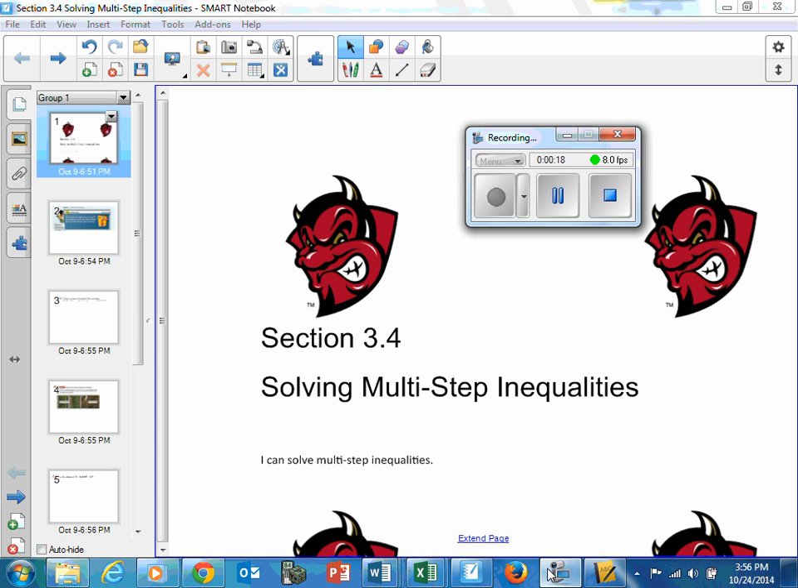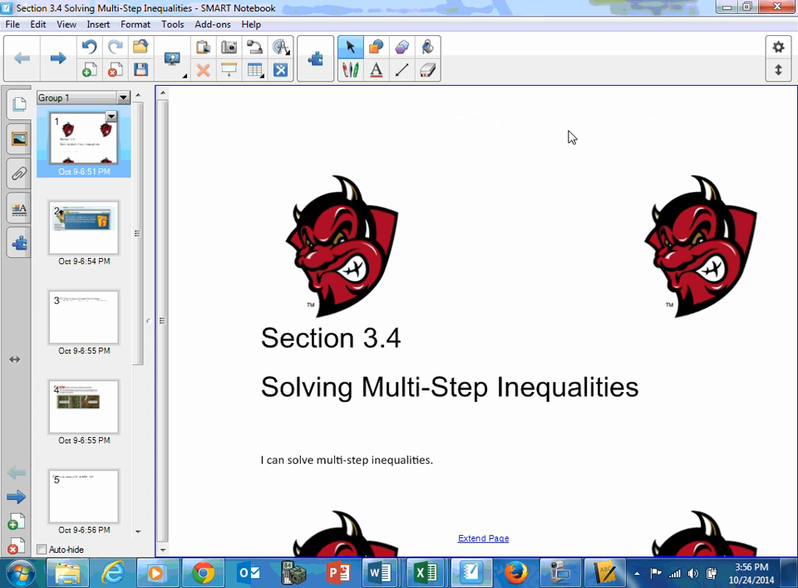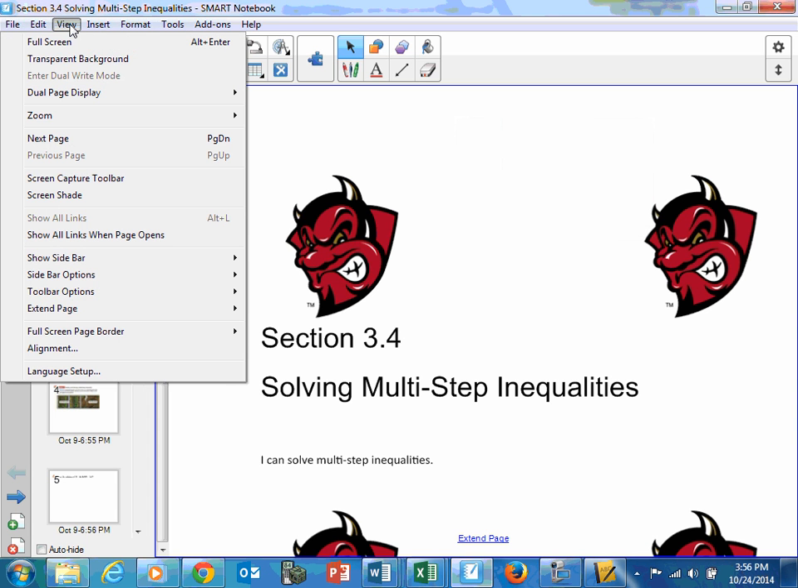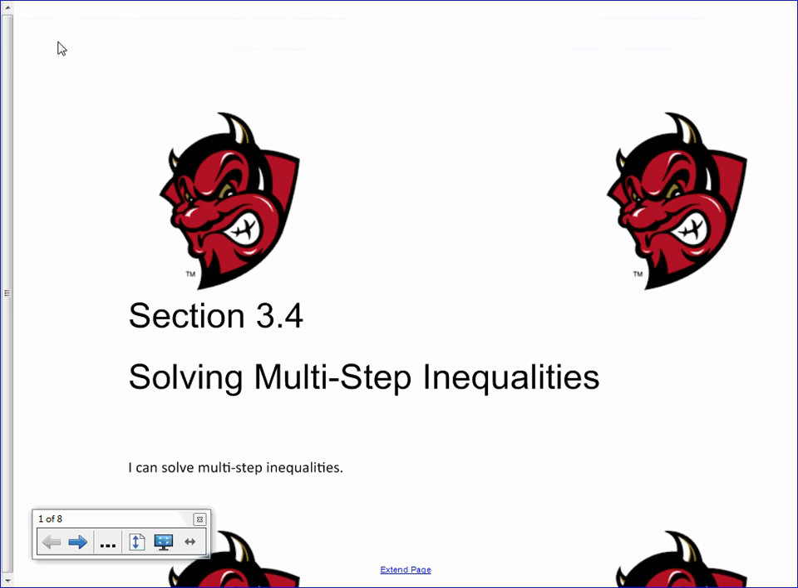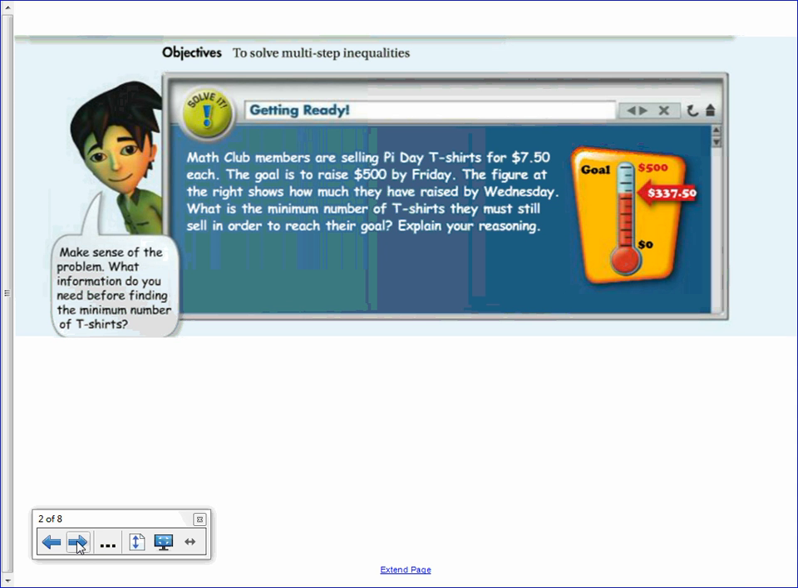So this section that we are going to be looking at deals with multi-step inequalities. By the end of this section, I'm hoping you can say that I can solve multi-step inequalities. Take some time, read this question, and see if you can think of an inequality that would go with this.